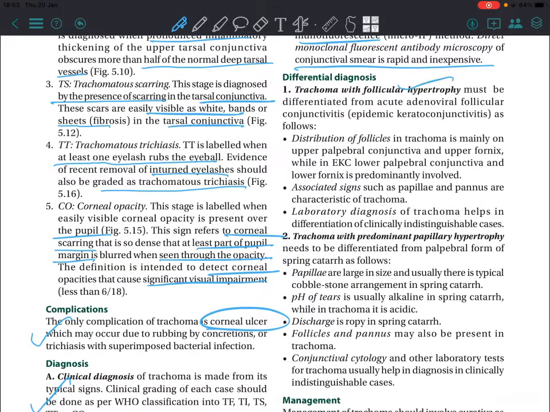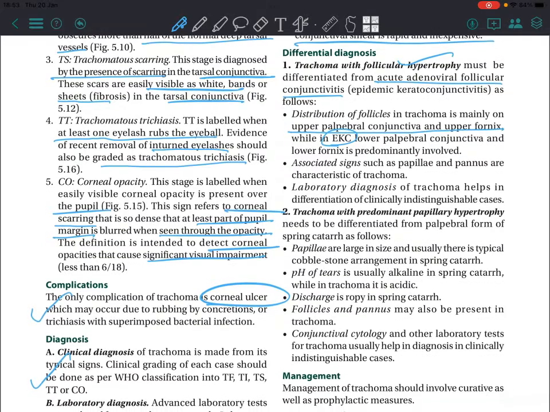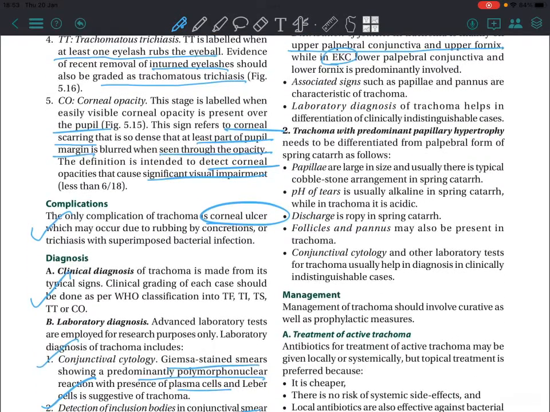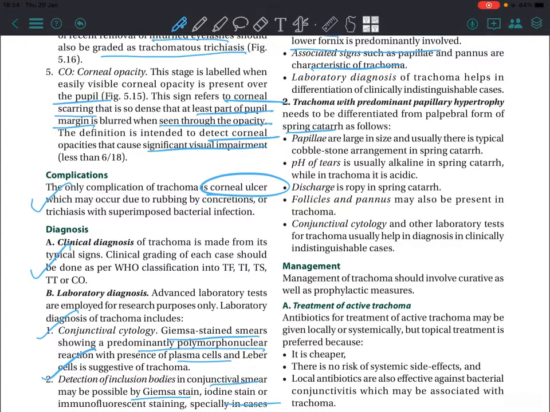Differential diagnosis. Trachoma with follicular epidemic must be differentiated from acute adenoviral follicular conjunctivitis. Distribution of follicles in trachoma is mainly in the upper palpebral conjunctiva of the upper fornix, while in EKC, epidemic keratoconjunctivitis, the lower palpebral conjunctiva and lower fornix are primarily involved. Associated signs of papillae and pannus are characteristic of trachoma. Laboratory diagnosis of trachoma helps in differentiation of clinically indistinguishable cases.